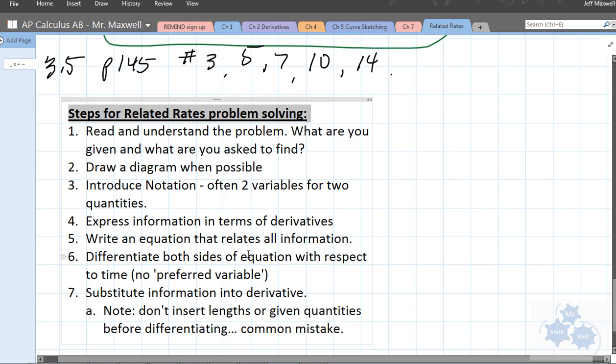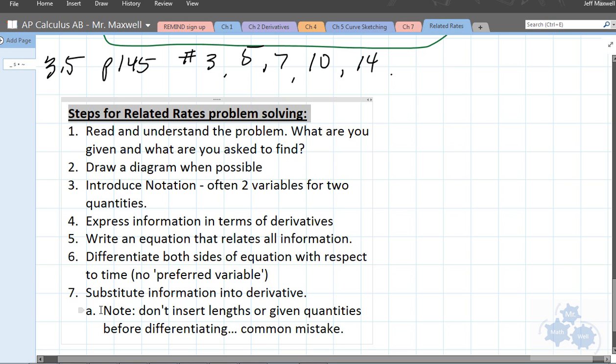Number 6, differentiate both sides with respect to time, so that means there's no preferred variable. The derivative of x is x prime, not 1. The derivative of y is y prime. The derivative of r is r prime, and all that. Number 7, substitute information into the derivative that you've found: your rates of change, your lengths, distances, whatever they are.